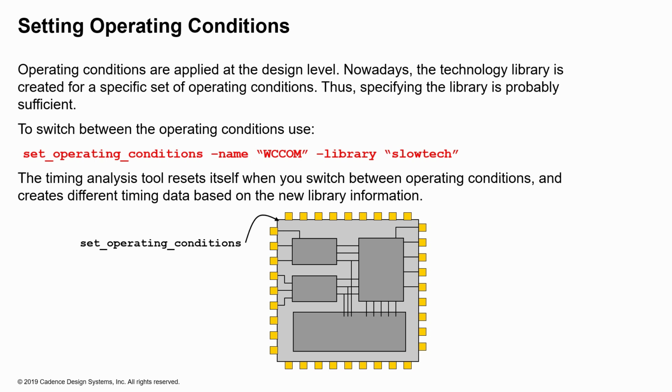Now, for the situation where there is multi-mode, multi-corner designs, where you have a particular design being verified for different modes and different corners, a corner is one specific set of process, voltage, and temperature. So if you are verifying your timing across multiple corners, then you would have to specify your operating conditions according to the corner that you're actually verifying currently.